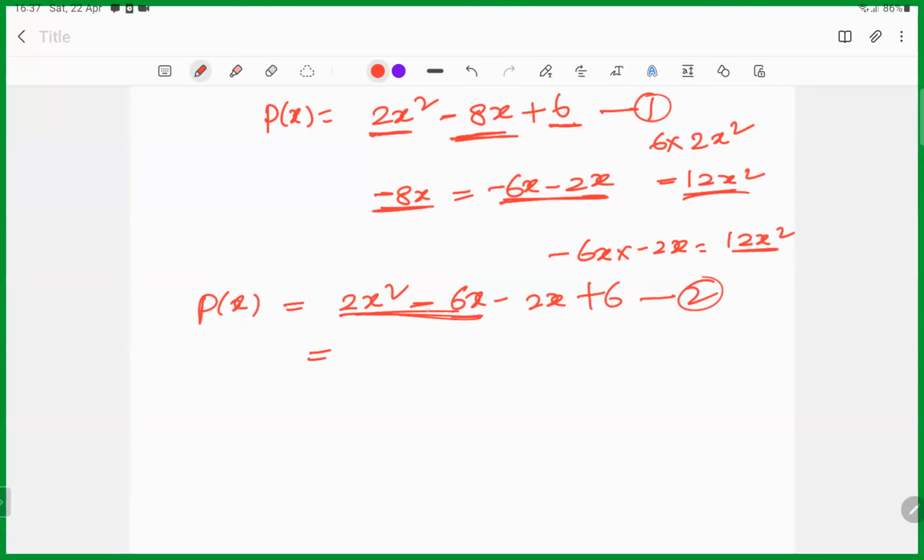Now here, you can take 2x common, then it will be x minus 3. In these two terms, you can take minus 2 common, then again it will be x minus 3. We are taking minus 2, no? Hari? This x minus 3 is 1. Let's say 2x, 2x is 2x.